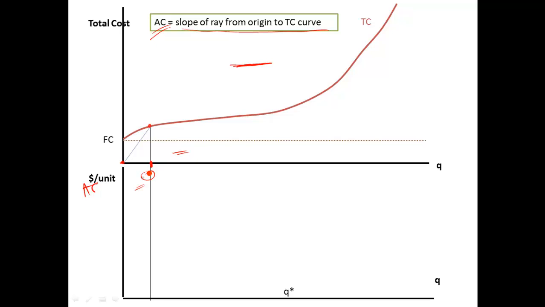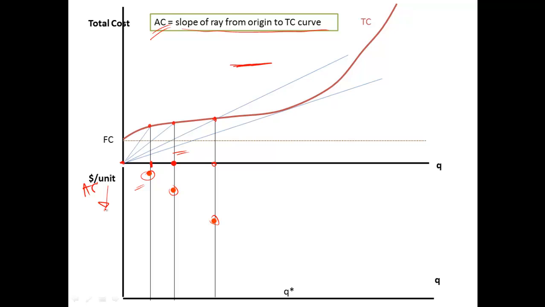What I want to do now is consider other levels of output. So let's go to a higher level of output. And what do we see? Well, we see that the ray from the origin to this point has lower slope than the first ray did. That means the average cost for this level of output is lower, and indeed this red dot is below this red dot along the average cost axis. This process continues. We see that the average cost associated with this level of output is the slope of the ray from here through this point, and this slope continues to decline, and so average cost continues to decline. That is, this dot is below this dot on the AC axis.